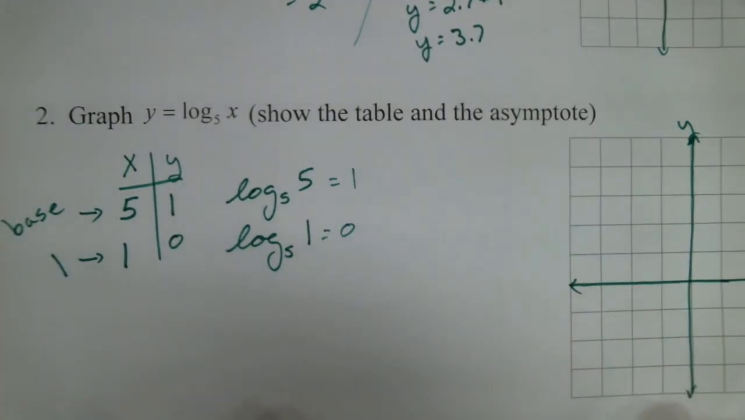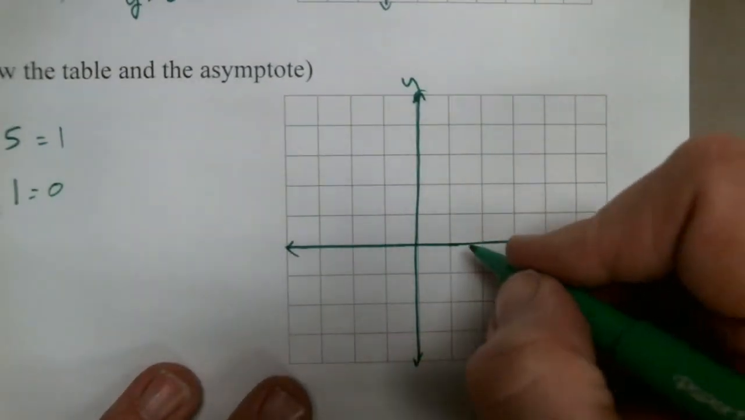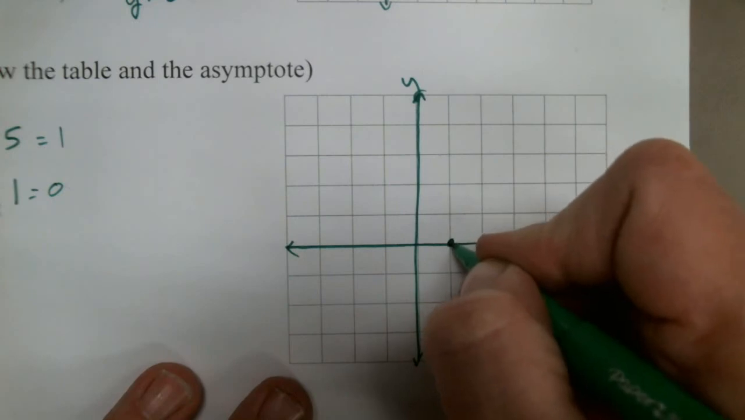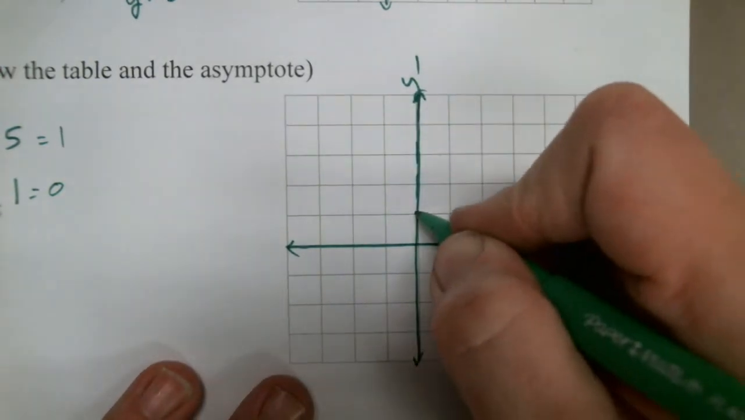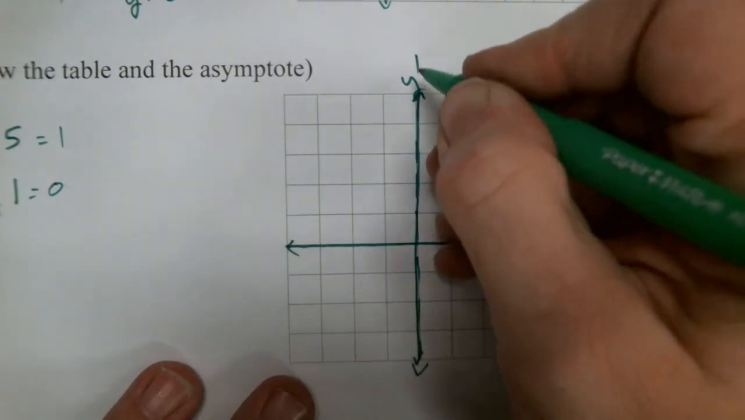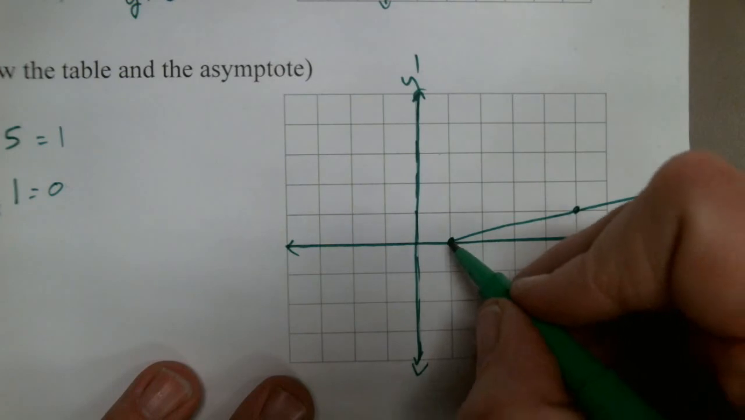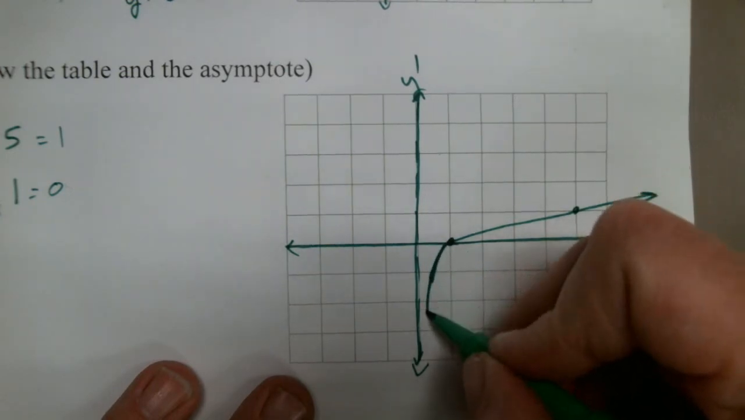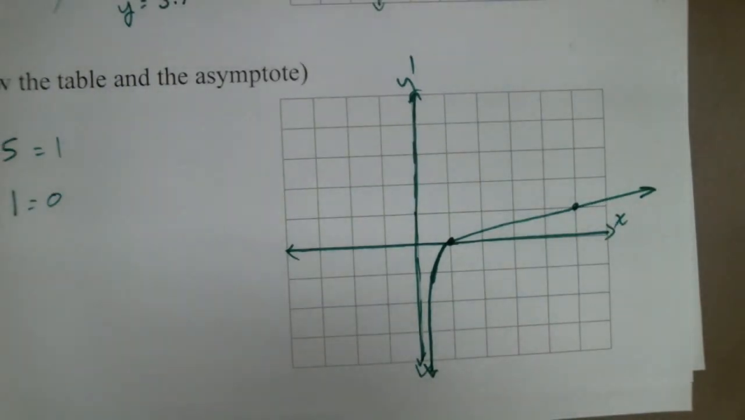So we have those 2 points, 5, 1 and 1, 0. Put those in. 1, 2, 3, 4, 5, 1. 1, 0. Remember, the y-axis is our asymptote. So I connect these 2 points. As x gets larger, the graph goes off in infinity. As x goes back towards the asymptote, it's going to curve and just get closer and closer to the asymptote.